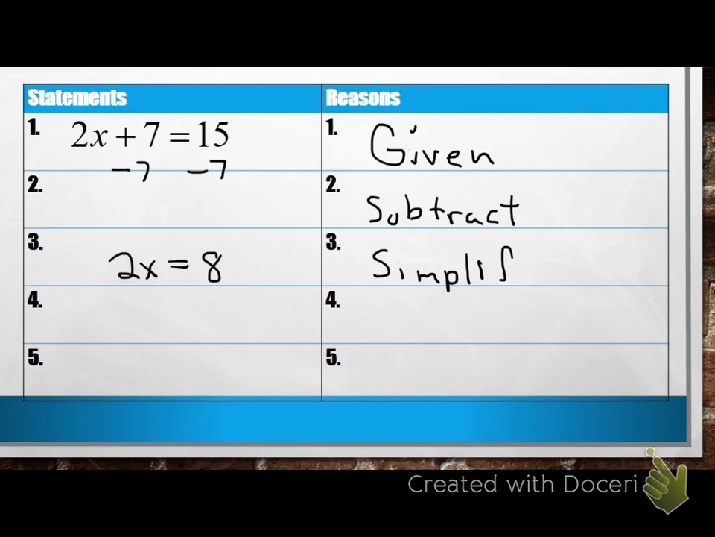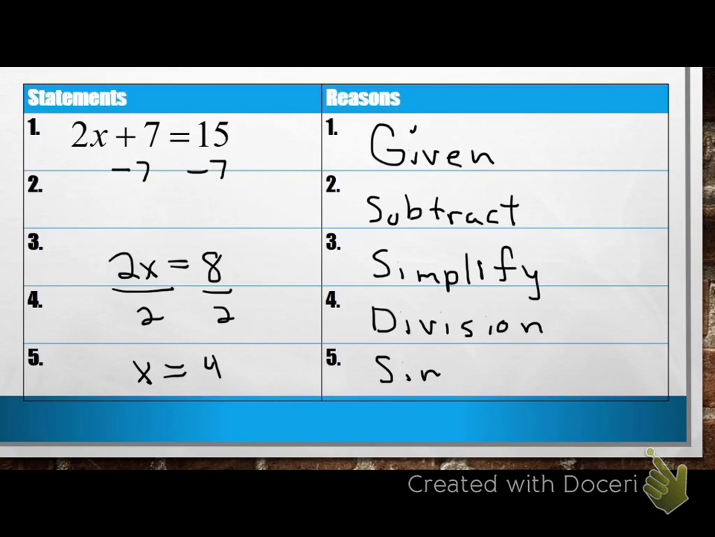I'm not going to lose too much sleep over this, but we are going to show it. What's my next step? I'm going to do what to both sides? Divide by 2. What property do you think we're using? Division property. Yeah, it's that easy. Then what's my answer? X equals 4. How did I get that? I simplified 8 divided by 2.